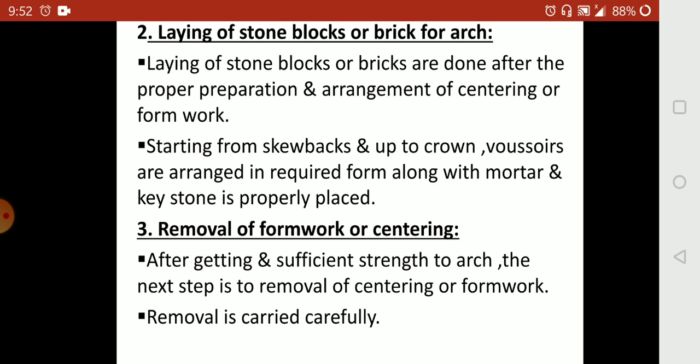The next is the removal of the formwork or centering. After the arch gets the required and sufficient strength, the next process is the removal of the centering or formwork. It is a very risky part because the removal of the centering must be carried out very carefully. The removal of the centering is carried out by loosening the wedges for short spans. If the span is more than 7 meters, then the removal of the centering is done by the sandbox method for loosening, so that shocks can be prevented. So this is the construction of the arch.